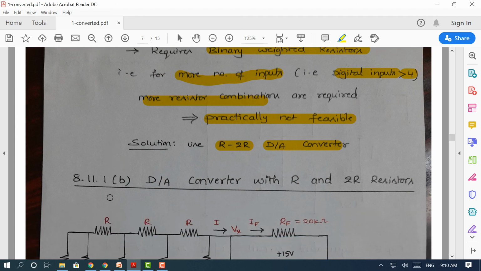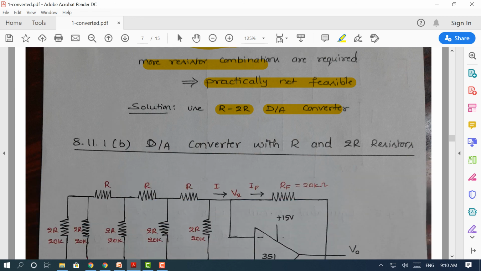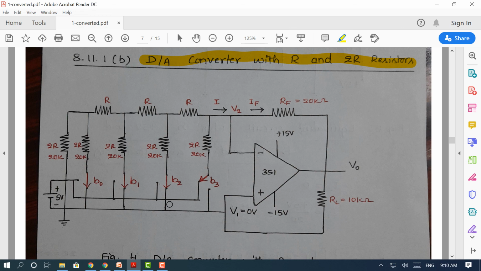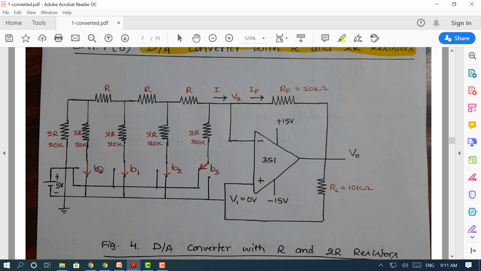Okay. Now we'll proceed with the next D2A converter, which is the R and 2R resistor type digital to analog conversion. This is the circuit diagram for it. We can see the switches are shown with the same notations we've used here also. B0, B1, B2, B3 are the switches used to simulate or apply the digital data. This can be simulated even through the counter 7493 that we have shown in the previous circuit.